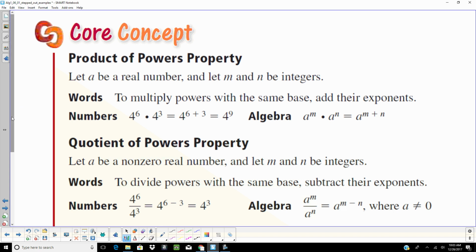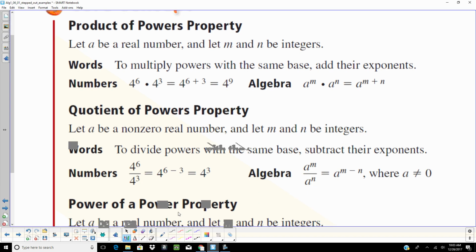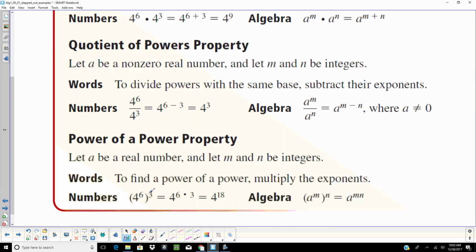All right, let's talk about when we are multiplying and dividing. You probably want to hit pause and copy these down, but what it really means in a nutshell is if you are multiplying and you have the same base, add your exponents. If you are dividing and you have the same base, subtract your exponents. A power of a power is you got a power on the outside and a power on the inside. If you have a power of a power, you are going to multiply your exponents. That's going to be something that you will want to have memorized.